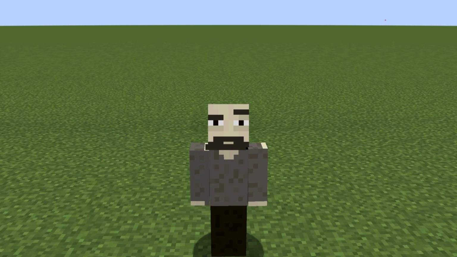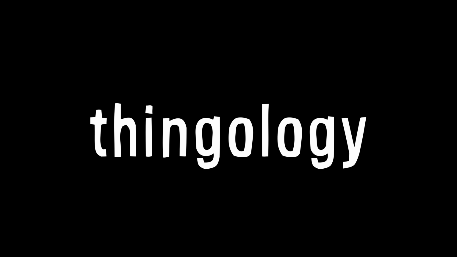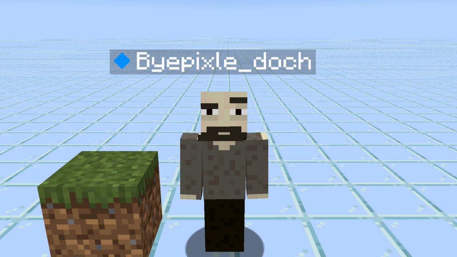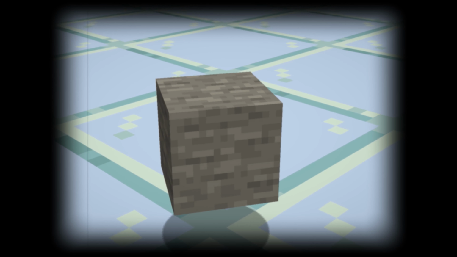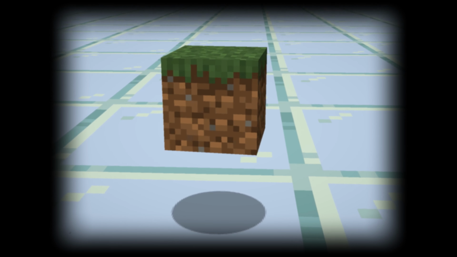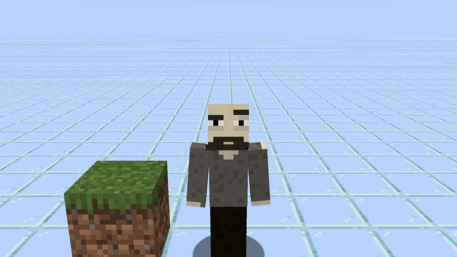Do blocks exist? Thingology is the science of things. Blocks are what thingologists call square objects. Square objects are the plain old common things we work with every day. Stone blocks, pickaxes, chest plates, grass blocks, stuff like that. Their existence is as obvious as possible. But the more we try to suss out what they are, the more sus they become.